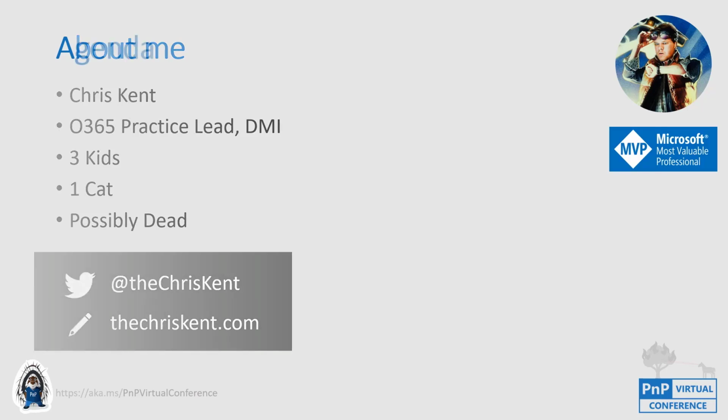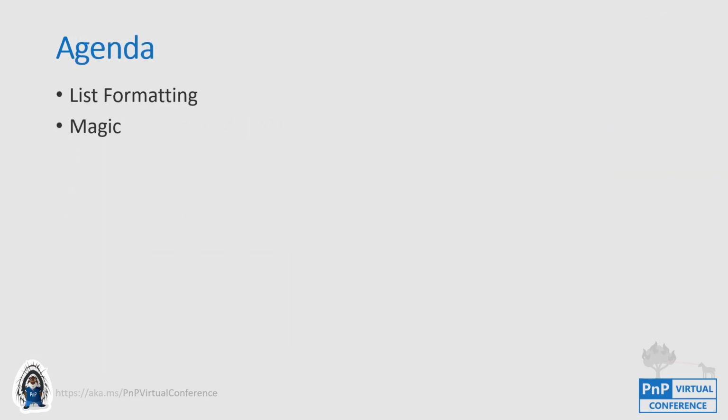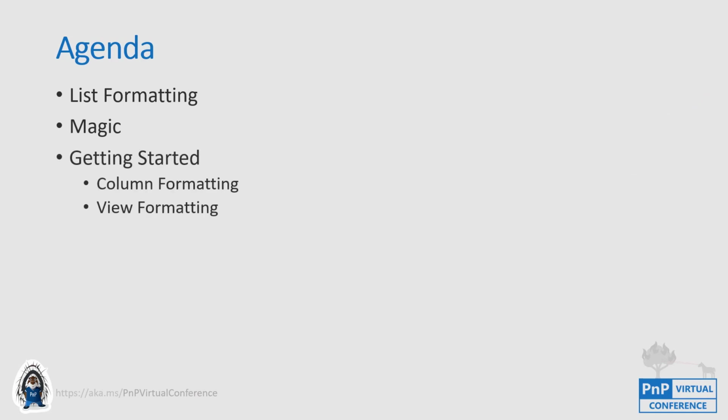All right, let's go. So today we're going to talk about list formatting and magic. However, this is more of a getting started talk, so this will be an introduction to what column formatting is and view formatting. I'm going to show you why you would want to do it and how you do it, along with some resources to make that even easier. And we'll round things off with some developer guidance. So if you're an architect or developer and you're wondering when would I use this versus say something like the SharePoint Framework, we'll cover that here as well.